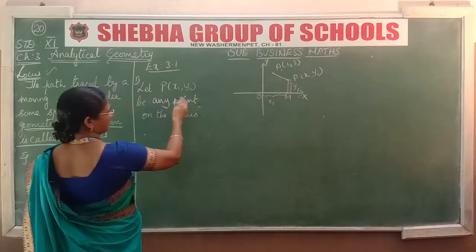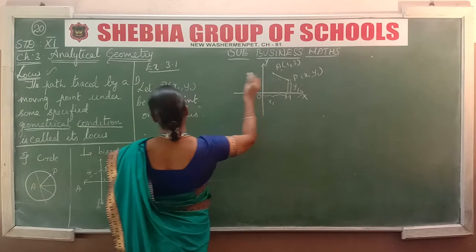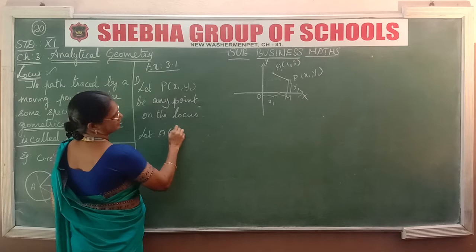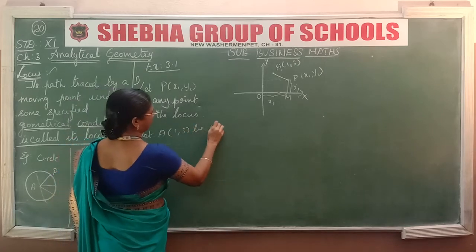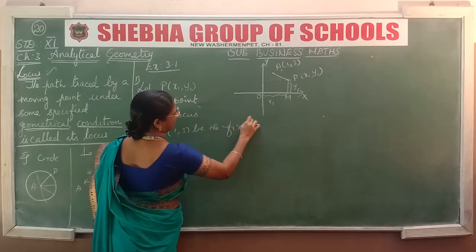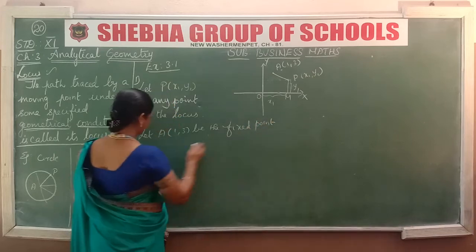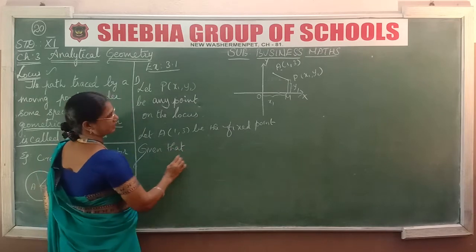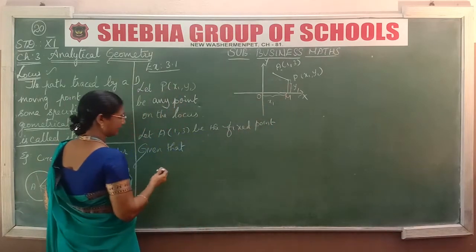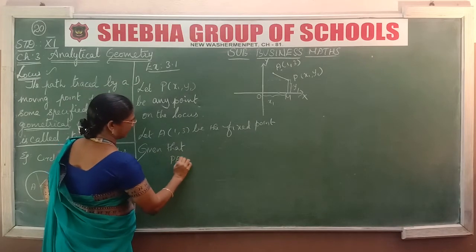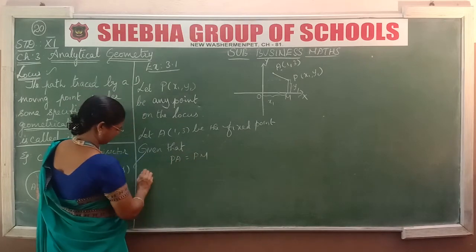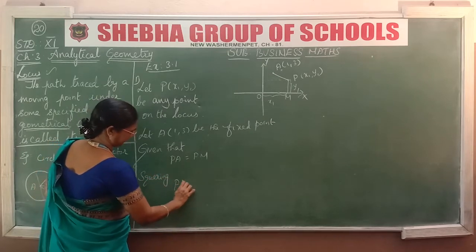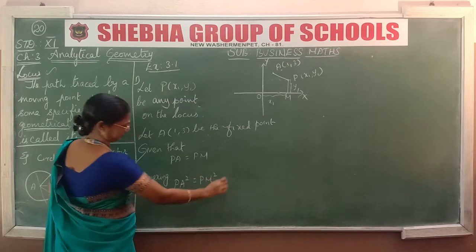So first take P of x1, y1 to be any point on the locus, and let A be the fixed point, 1,3. What is given? Given that the distances from A and from the x axis are equal, that is PA is equal to PM. Squaring on both sides we get PA square equal to PM square.